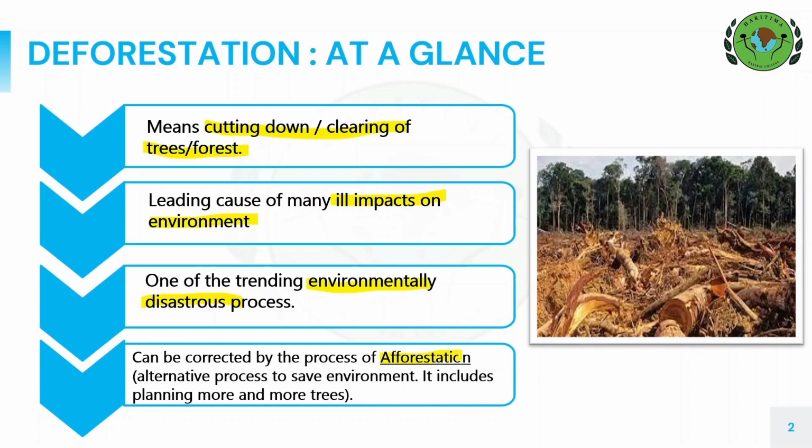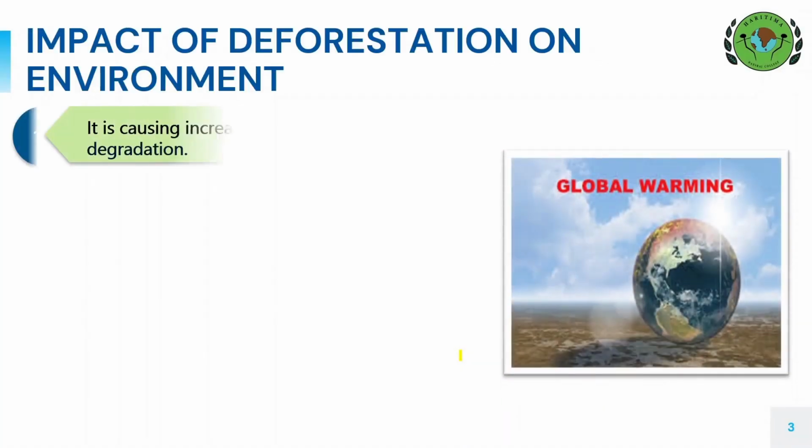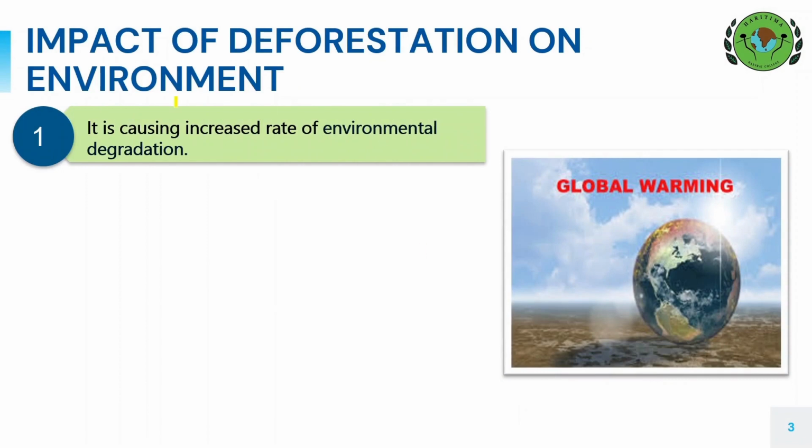Deforestation impacts our environment, forest, biodiversity, tribal life in a very negative way. And we will study impact of deforestation on these one by one. Beginning by its impact on environment, it increases rate of environmental degradation, which means degradation of environment's health and decrease in biodiversity. You will ask how?